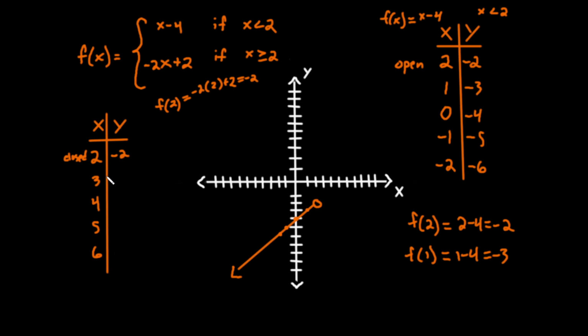So let's plug in a 3. All right, plug a 3 here, that's -2 times 3 plus 2. That's -6 plus 2, which is -4. There you go. That's your y. So let's plug a 4. We can do this in our heads. -2 times 4 is -8. -8 plus 2 is -6.